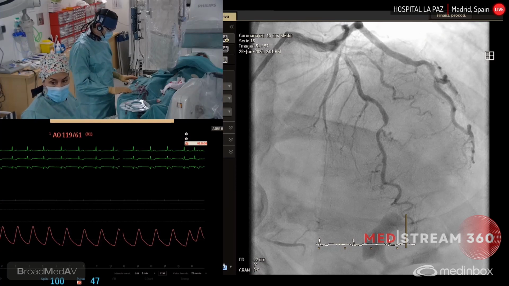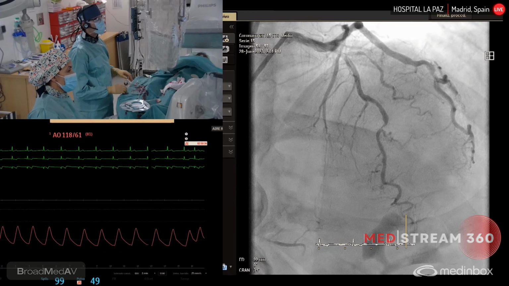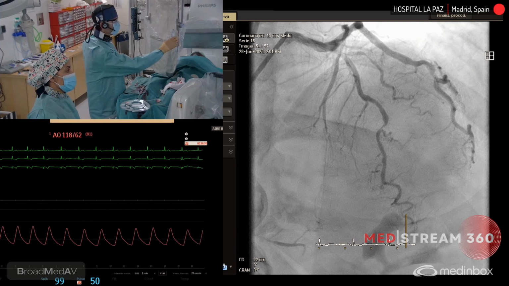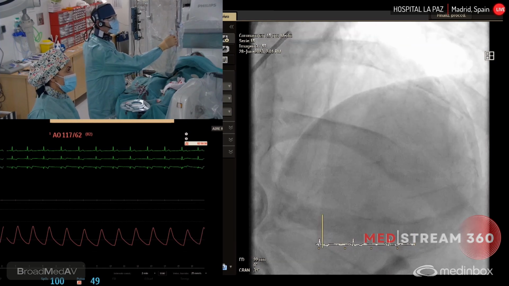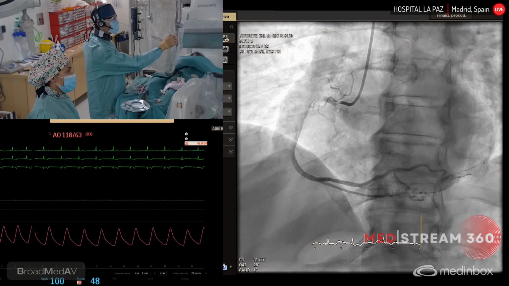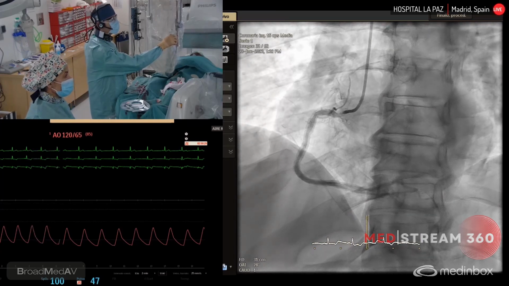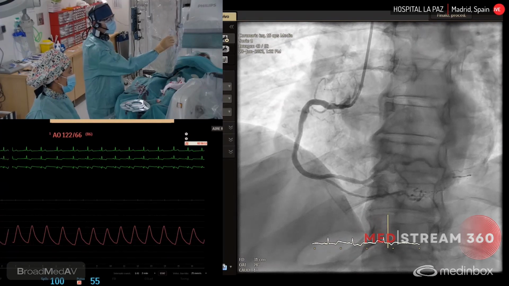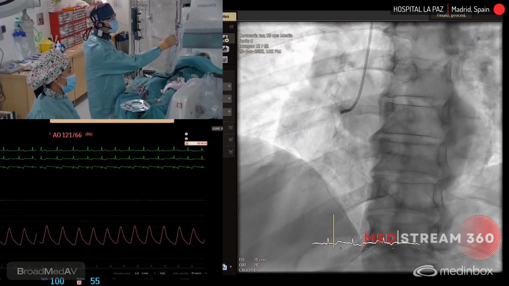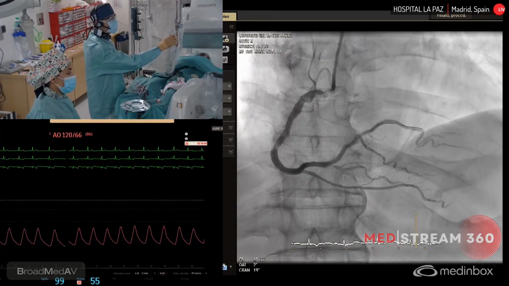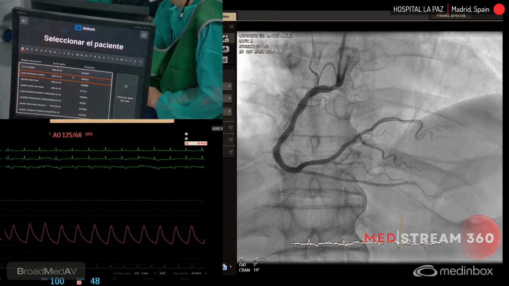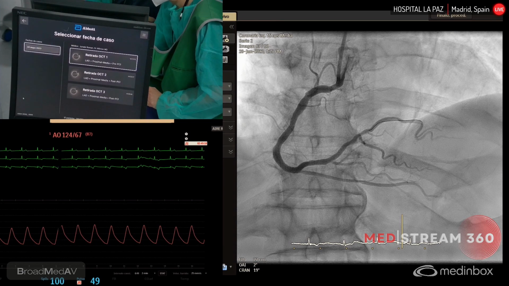We are going through a 6 French sheath in the radial artery, in the right radial. We have reviewed the previous stent we implanted a few days ago, and I will show you the images. We have reviewed it angiographically. It seems to be okay. As you see, the artery is quite static. So the plan is this: the stent. I am going to advance you some information.